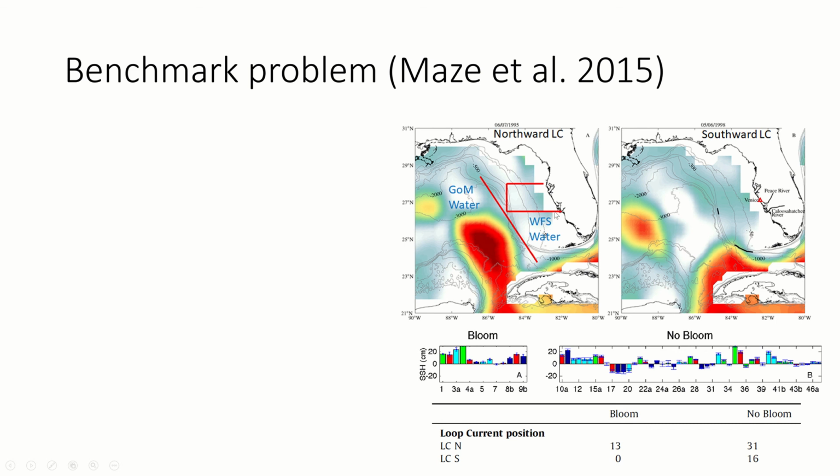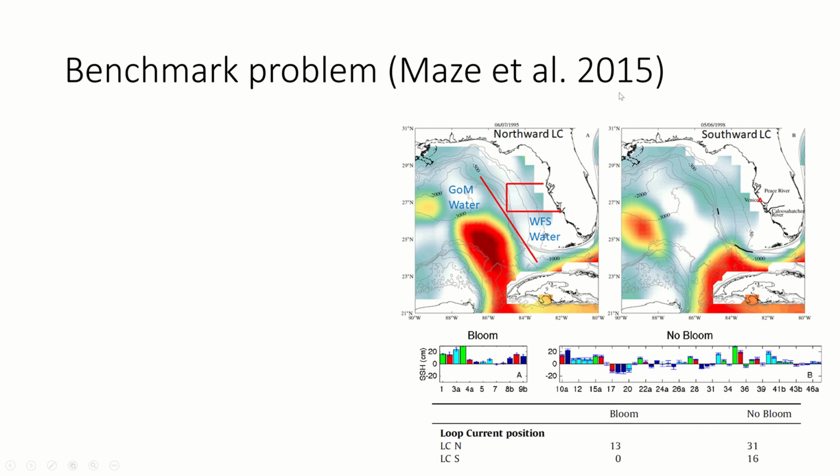Based on this study, at these two segment locations, we want to know whether we have a northward loop current or southward loop current. How to do this is you get the sea surface height in this north segment minus the sea surface height in this south segment. If it is a positive difference, then we have this northward loop current situation. If it's a negative difference, then we have this southward loop current situation.